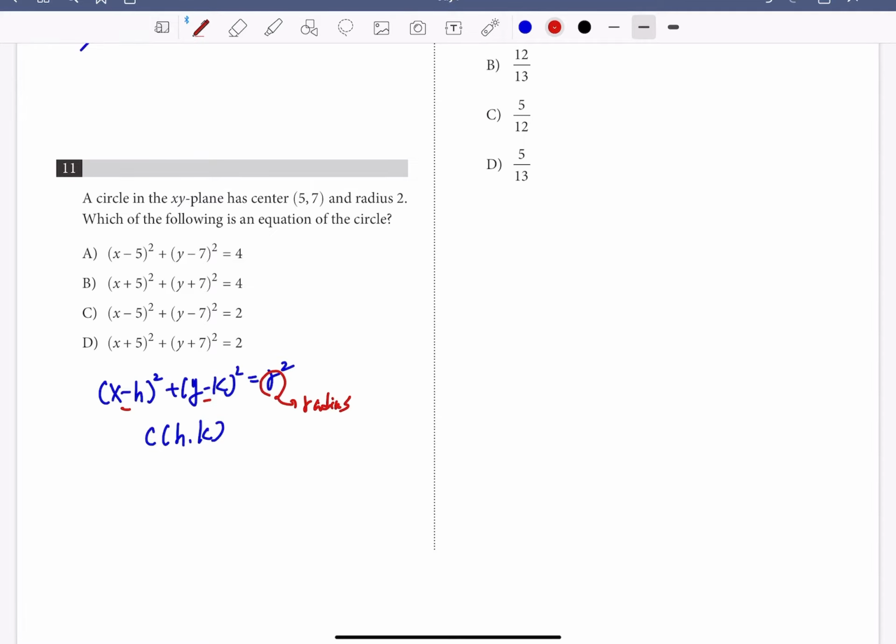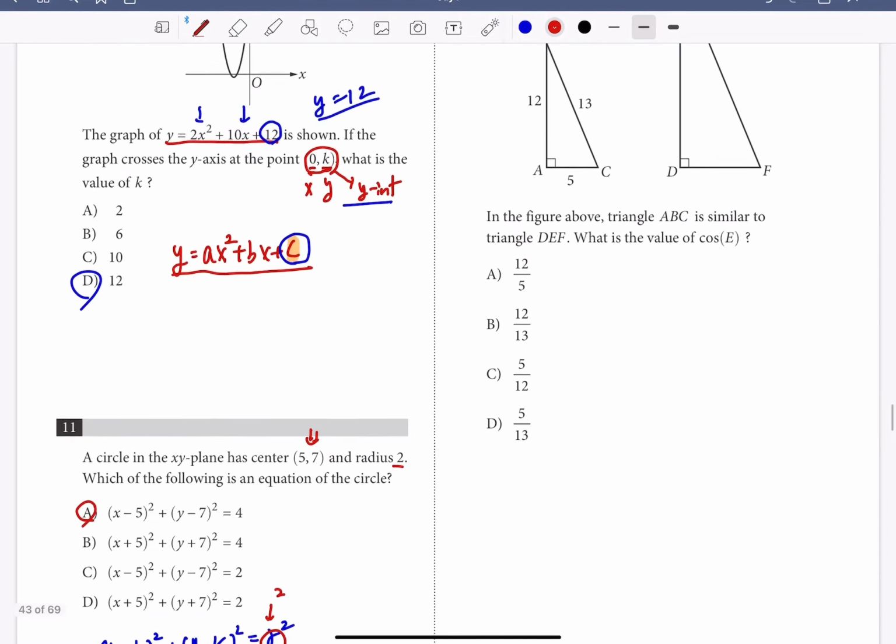So based on the standard form of a circle, we can make the actual equation using this information. They said the circle has center (5, 7) and radius 2. So h is 5, k is 7, and the radius is 2. Plug in 2 for r. So the answer is (x minus 5) squared plus (y minus 7) squared equals 2 squared, which is 4. Okay.